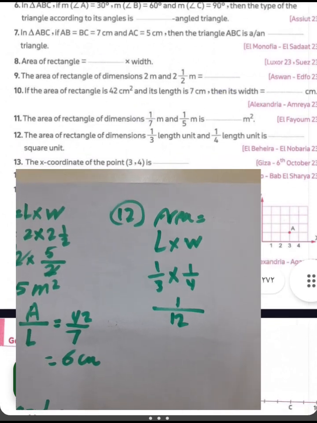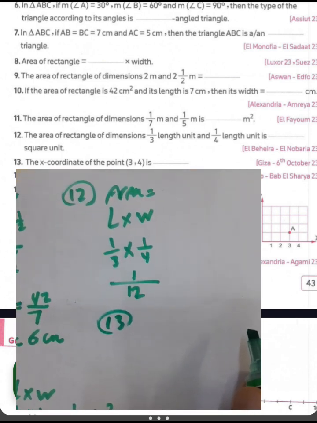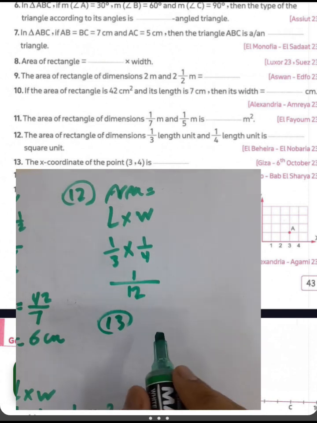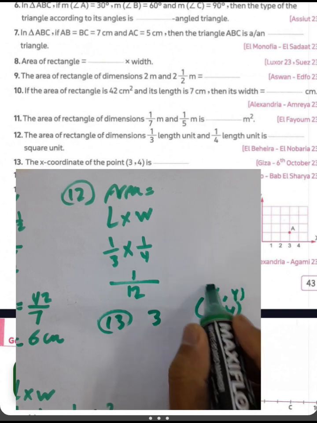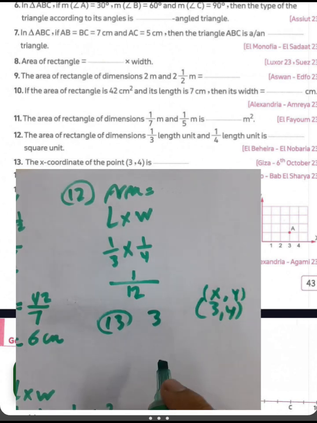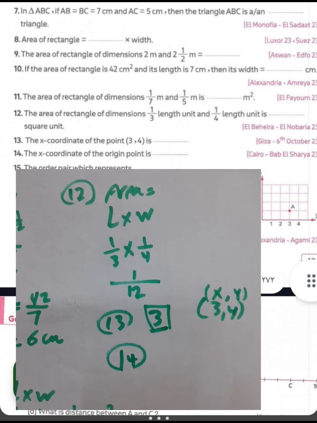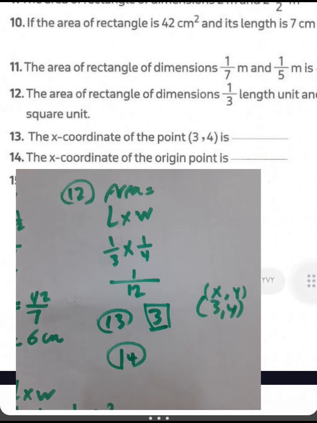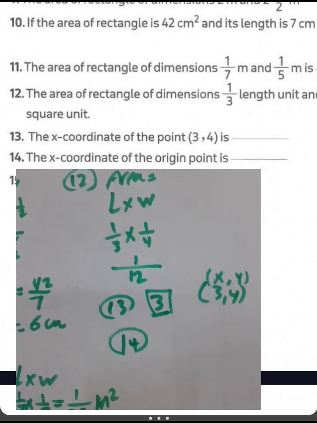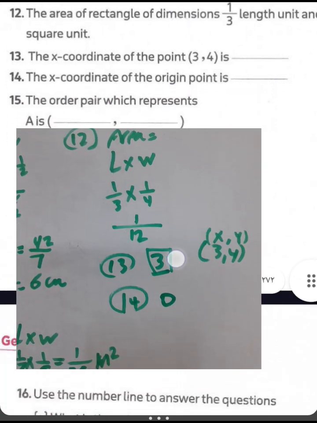Question 13. The x-coordinate of the point (3, 4) will be 3. We have 3 and 4, it's a point: x-coordinate and y-coordinate. X-coordinate here will be 3 and y-coordinate will be 4. Then the result will be 3. Question number 14. The x-coordinate of the origin will be 0, because the origin is 0 and 0. Okay, understood? Then we can write 0, because you want to find the x-coordinate of the origin.